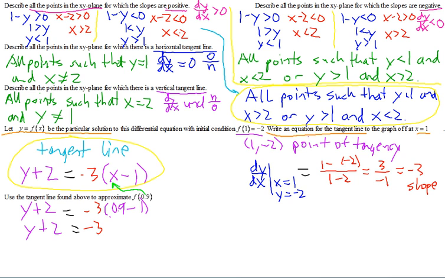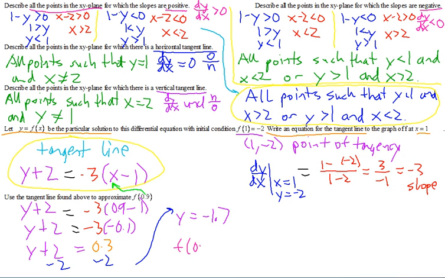0.9 minus 1 is -0.1. That's -3 times -0.1, negatives cancel out, positive 0.3. And then subtract the 2. Y equals -1.7. So that's the exact point of the tangent line, which is an approximation for what we're looking for. So f of 0.9 is approximately equal to -1.7.